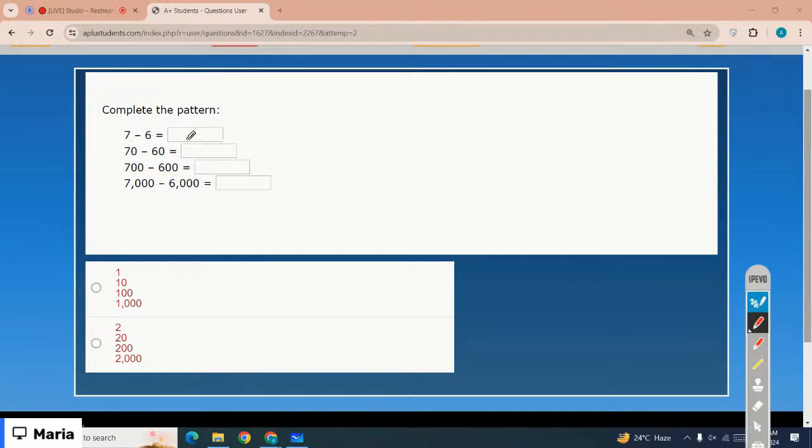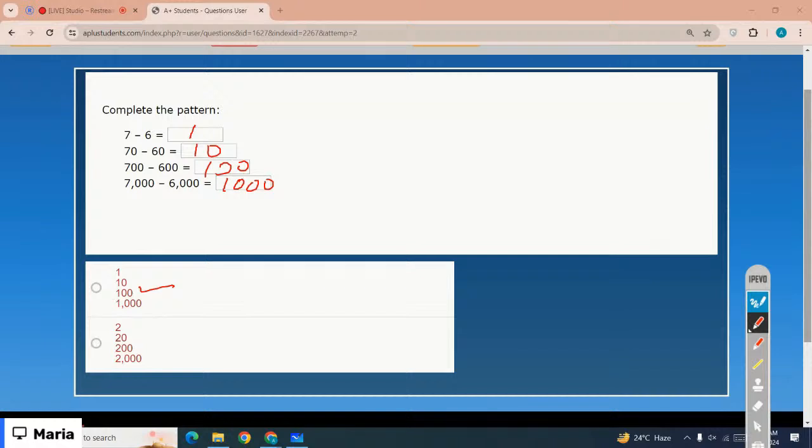7 take away 6. So 7 take away 6 is 1, right? Then 70 take away 60, which is the correct option. That is 10. Then you have 700 take away 600. The correct option is 100. And then 7,000 minus 6,000, that is 1,000. So the correct option is option number 1, that is 1, 10, 100 and 1,000.